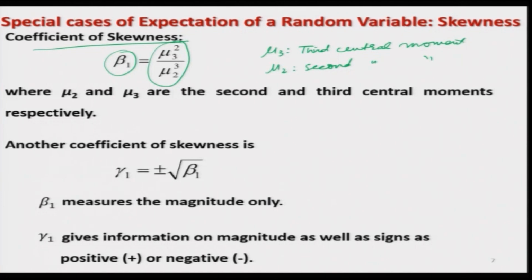So, another coefficient of skewness is given by the square root of this beta 1. So, it can be plus minus square root of beta 1, and that is indicated by gamma 1.